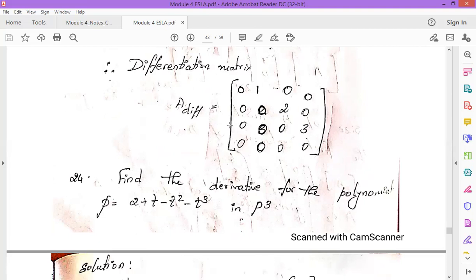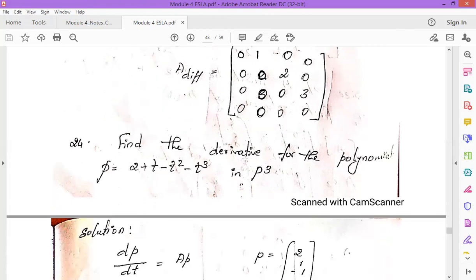So here I'll just explain this once again, how to write this differentiation matrix, in the next class, along with some more problems. Thank you.